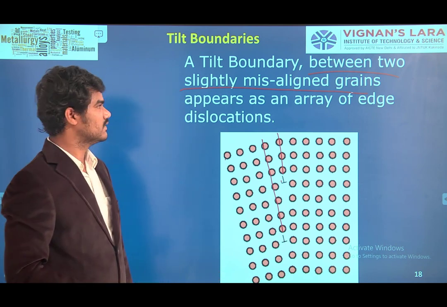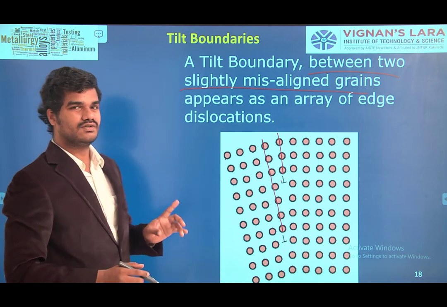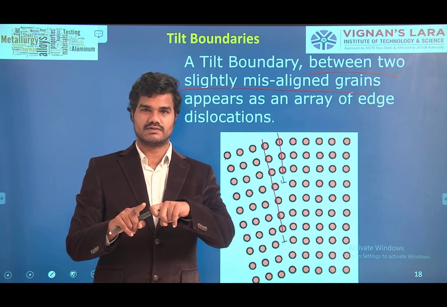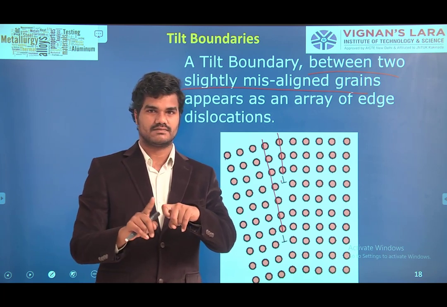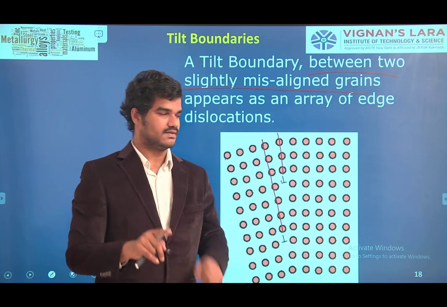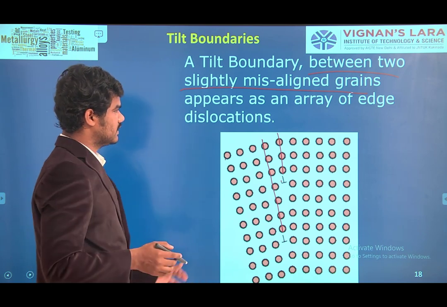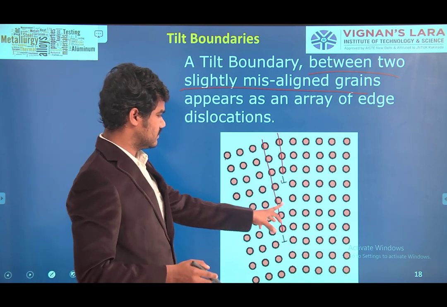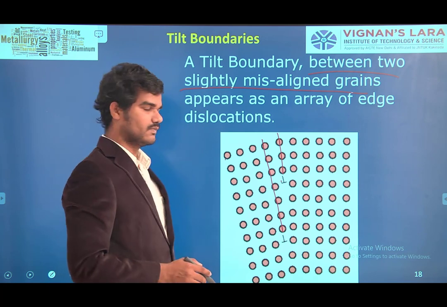A tilt boundary is due to just the misalignment of 2 successive grains. That's it. You got it? Fine. So for the tilt boundary, you write the definition and you have to draw this diagram.